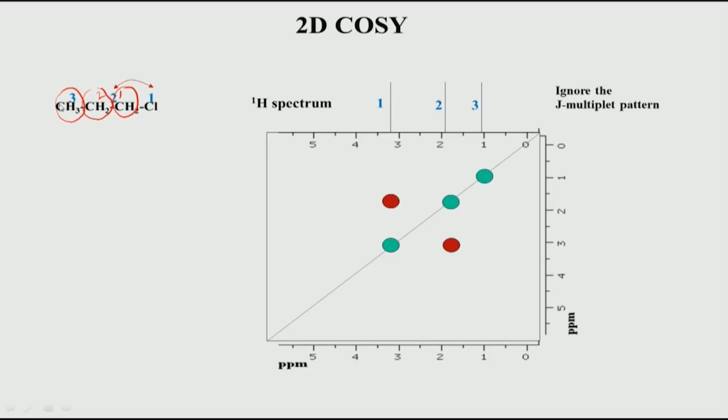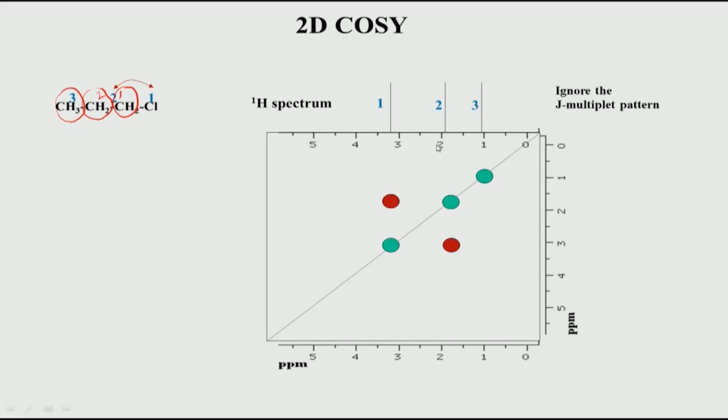If I have the structure in my hand, then I can say that it is 1 to 2. But if I do not have a structure and my goal is to get a structure, and I have only this 1D spectrum, it is definitely very difficult to say whether 1 is coupled to 2 or 1 is coupled to 3.